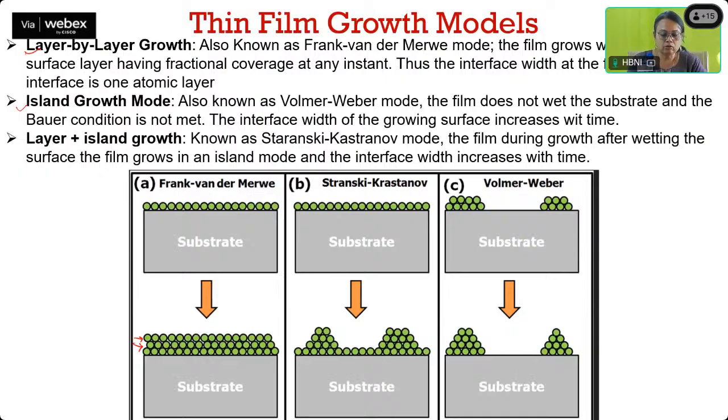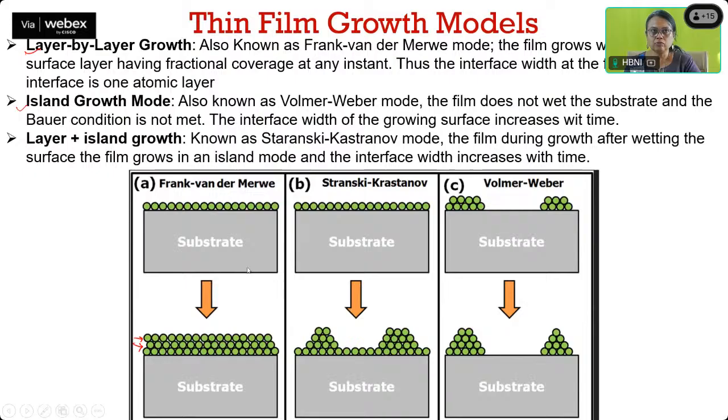Now coming to the island growth mode, it is also known as the Volmer-Weber mode. So the film does not wet the surface. Wet means it does not make one full layer. So one full layer is not happening here, so it is making islands. So the film does not wet the surface and the wetting condition is not met. The interface width of the growing surface increases with time. So initially we have this formation, and then slowly it is increasing. So we have formation of islands on the substrate.